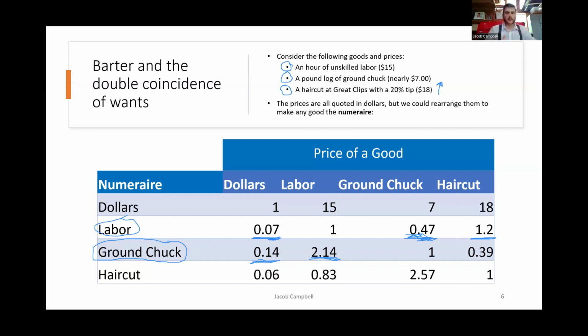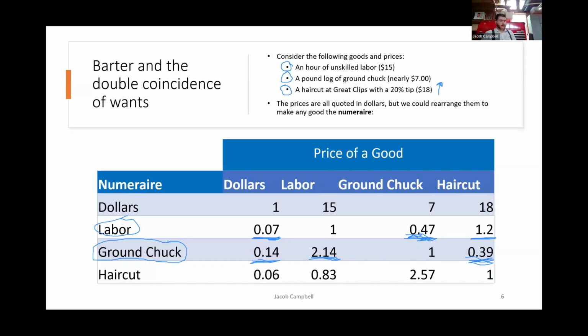You might say that if you wanted to take an hour of leisure, you would have to give up 2.14 pounds of ground chuck. Or if you wanted the haircut, you would have to give up only 4/5. Yeah, 2/5 of a haircut.